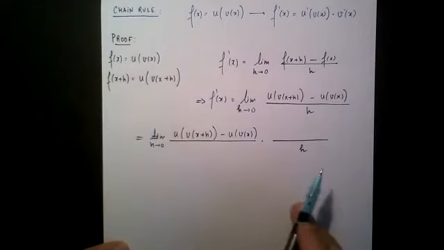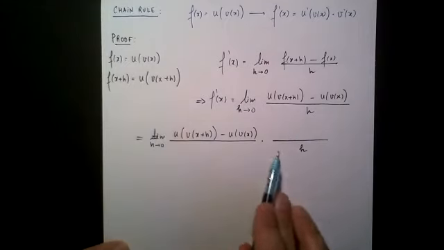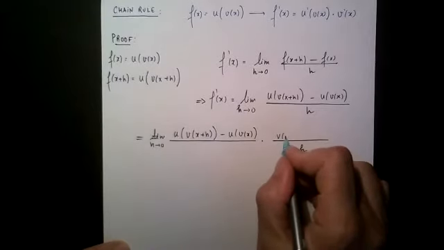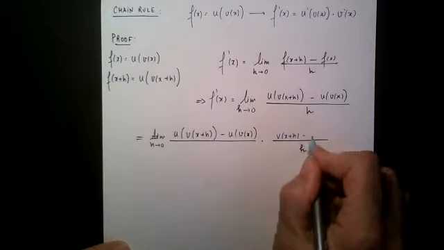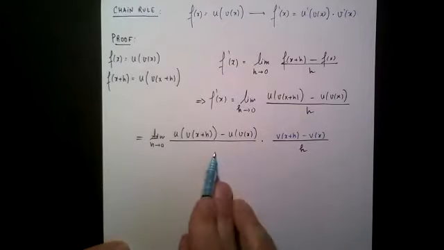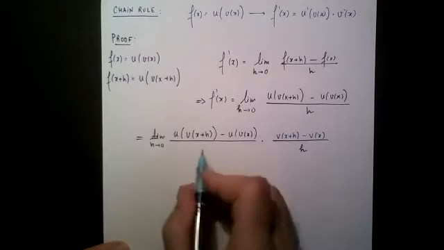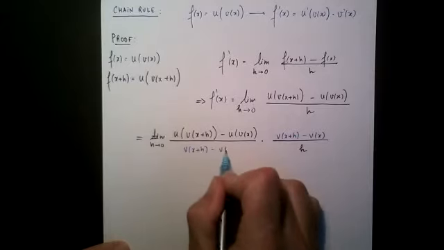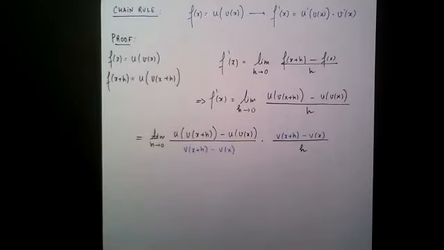So when h approaches 0, what expression here will give me v prime? V of x plus h minus v of x. Very good. So this will be v prime. Obviously I have to divide here by the same thing, or else I'm changing the value. So I'm going to divide here by v of x plus h minus v of x. Any questions so far?